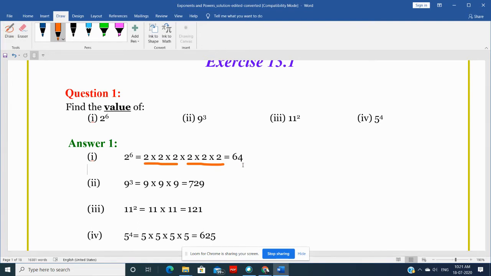Now the next question is 9 cube. Whenever there is 3 written as a power, you can read it as cube.